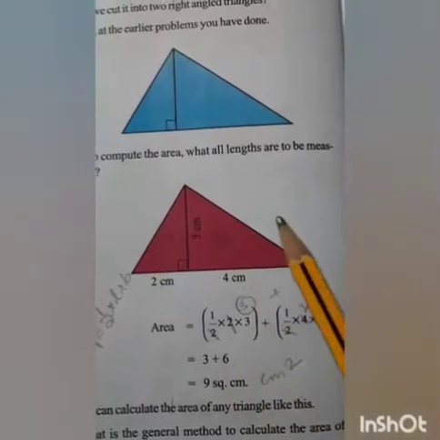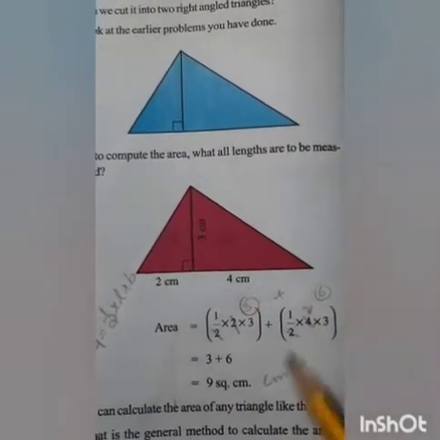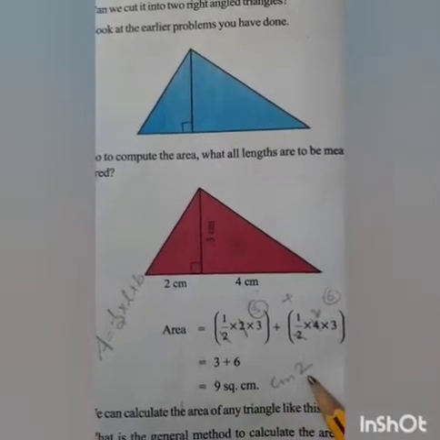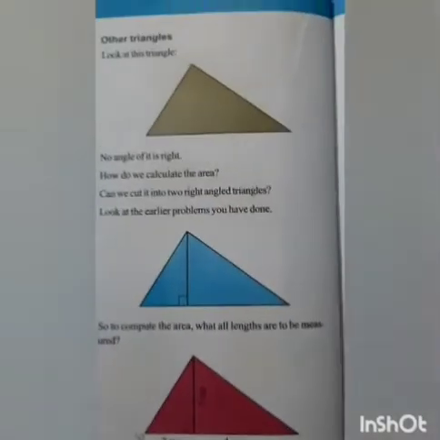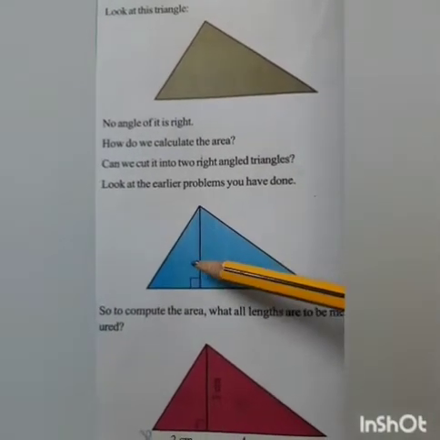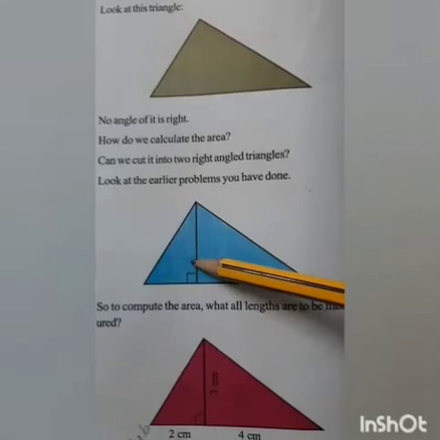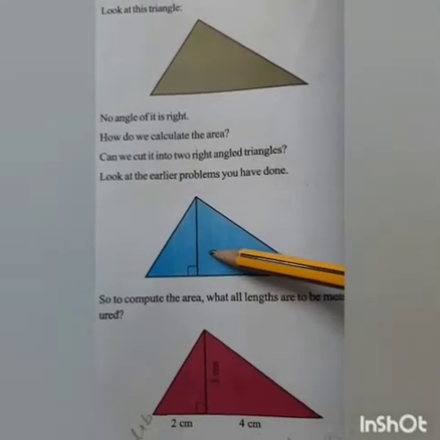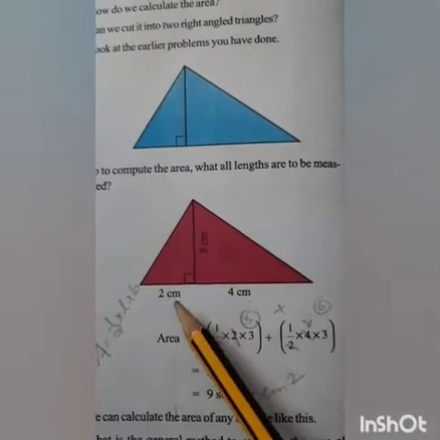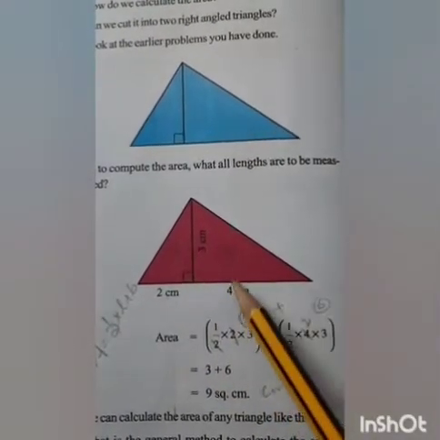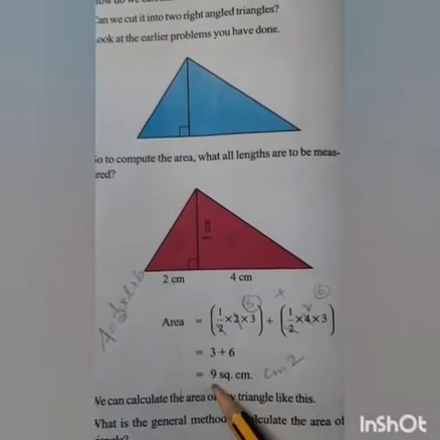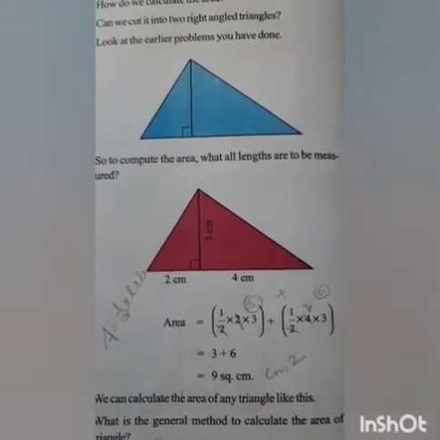So the total area of this triangle is how much? 9 square centimeter or centimeter square. So triangles like this we split into right angle triangles, then we find the area. So we get the answer like this: half into 2 into 3 plus half into 4 into 3. Together we get 9 centimeter square.